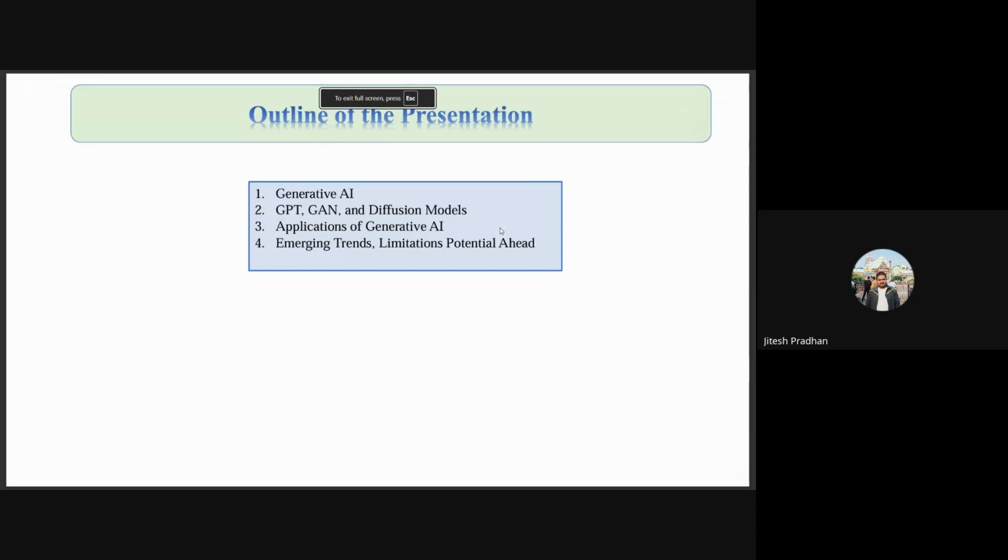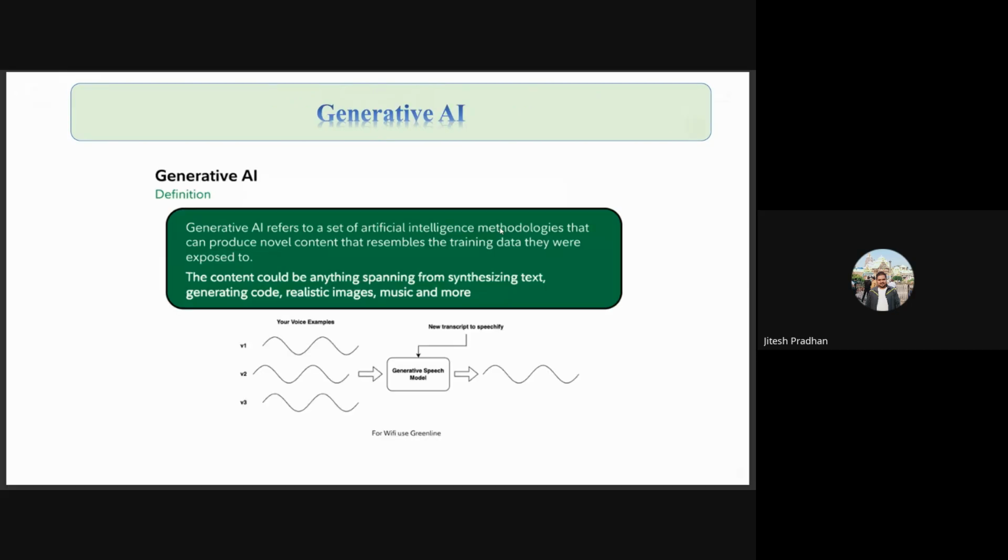Now in Gen AI, basically we will be covering generative AI. GPT, GAN, and diffusion models are there. We will see applications of generative AI. We will see the emerging trends, limitations, and potential of Gen AI. Now let's start with generative AI.